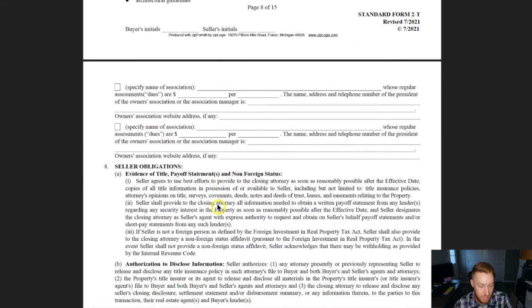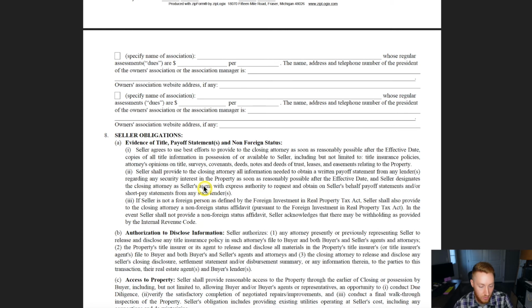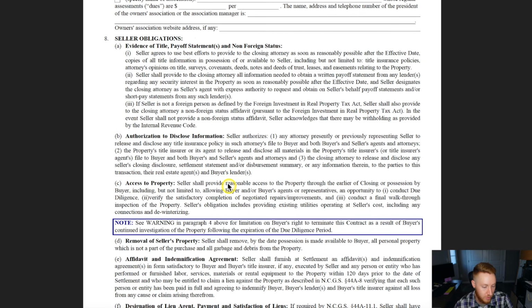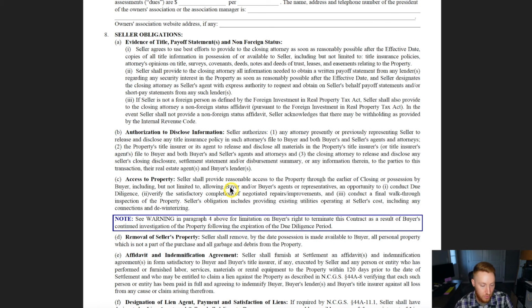Some of the seller's obligations will be to provide evidence of title, that the loan will be paid off at closing, and that everything will move forward, which will flow directly through the attorney. They will provide reasonable access to the property prior to closing, allowing you, the buyer, the opportunity to conduct due diligence, verify the completion of any negotiated repairs or improvements, and conduct a final walkthrough inspection prior to closing.